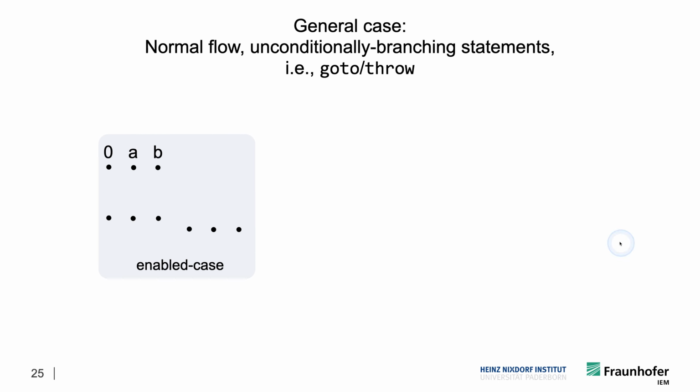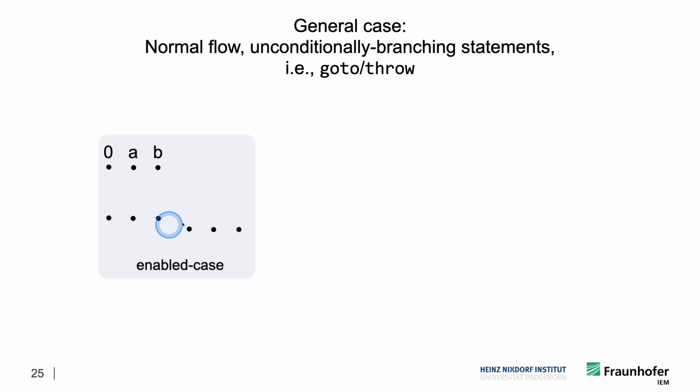But there are also other situations. So for instance, you can have a normal flow at an unconditionally branching statement. So for instance, that can be a go-to statement or a throw statement. So that is a statement where the control flow does not continue at the next statement, but at some other statement, right? And now also such a statement can be enabled or disabled, right? And the interesting case is when it's disabled, because if you disable a go-to or if you disable a throw statement, then that basically means that you don't jump, right? You do continue at the next statement in the program order.